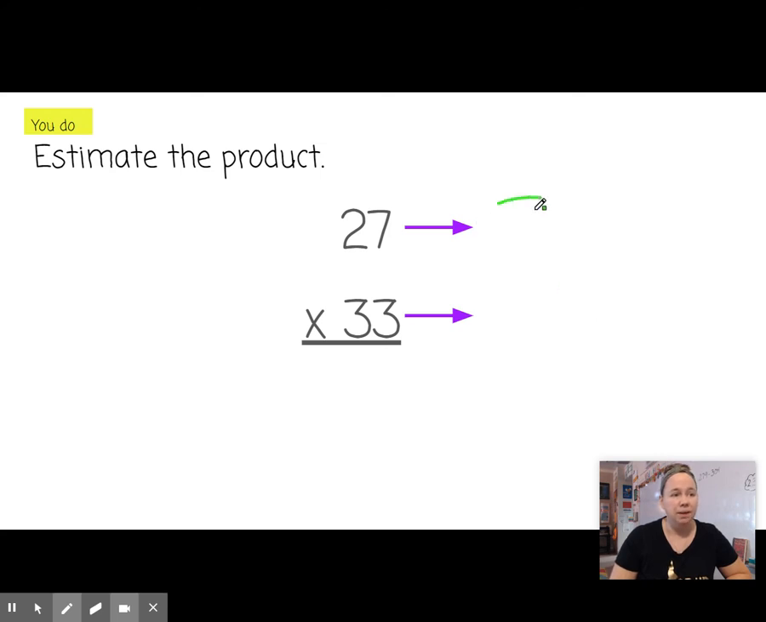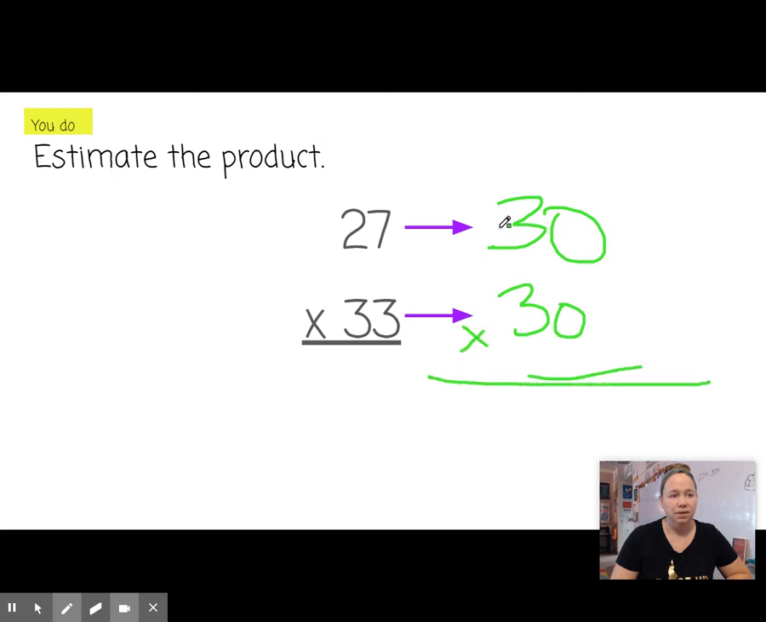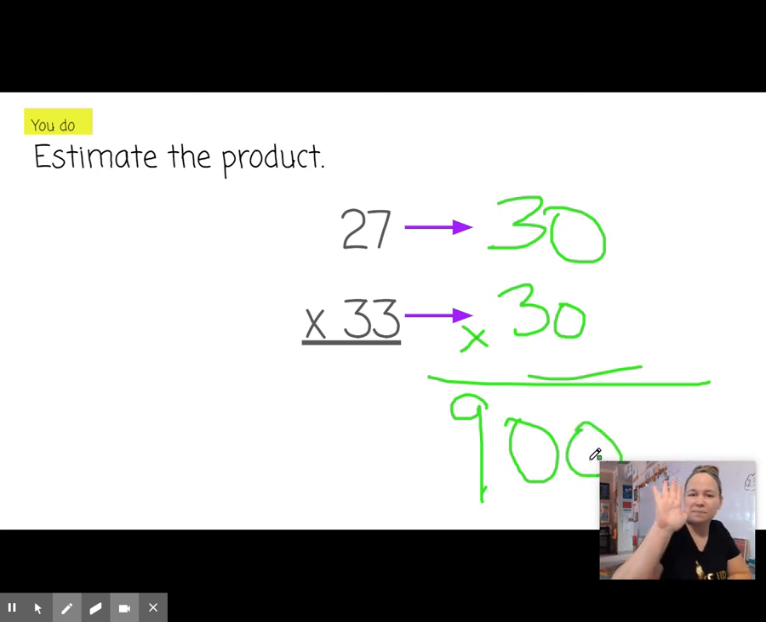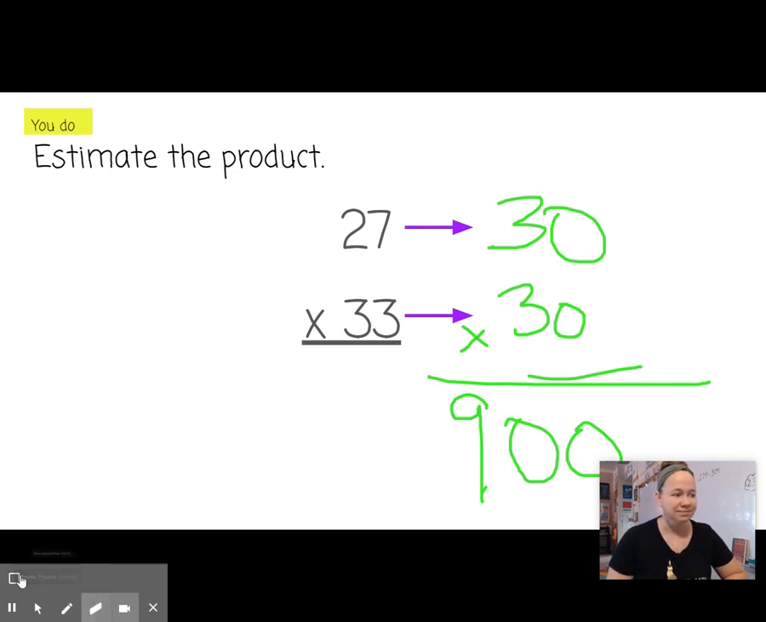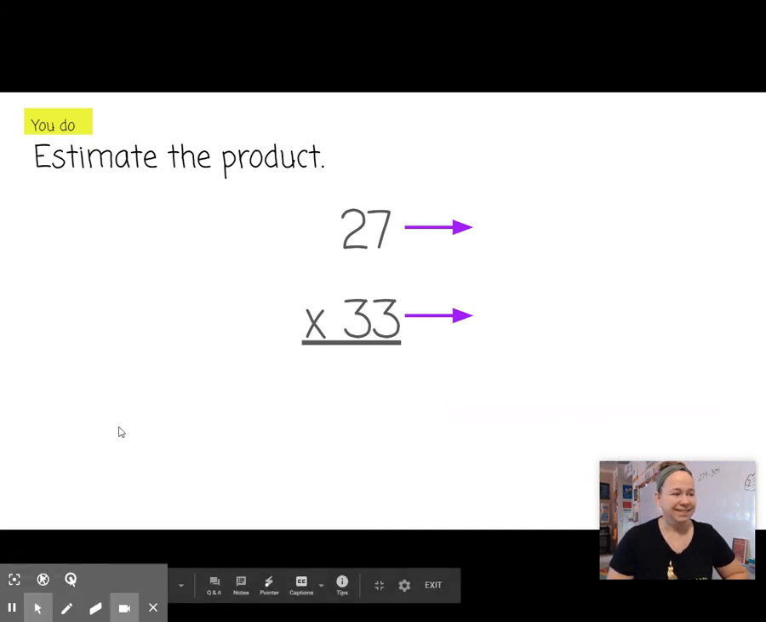27 rounds up to 30. 33 rounds down to 30. We multiply them. 3 times 3 is 9, and I have 2 placeholder zeros. So did you get 900? High five. Hope you didn't really hit your Chromebook because that would be bad.